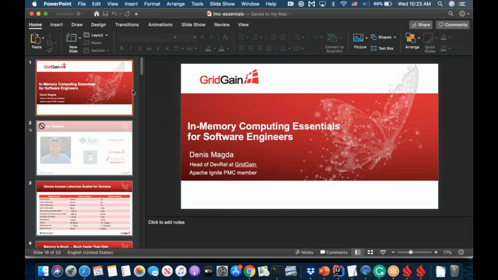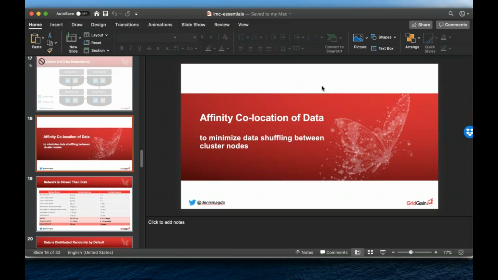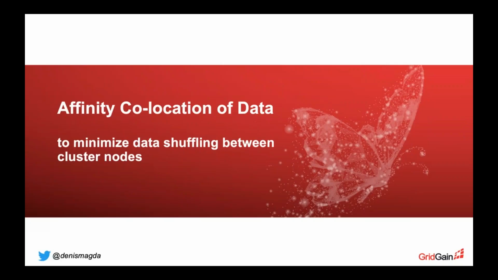Having said that, let's proceed with our second critical concept of in-memory systems, which is affinity collocation. And why do we need affinity collocation?